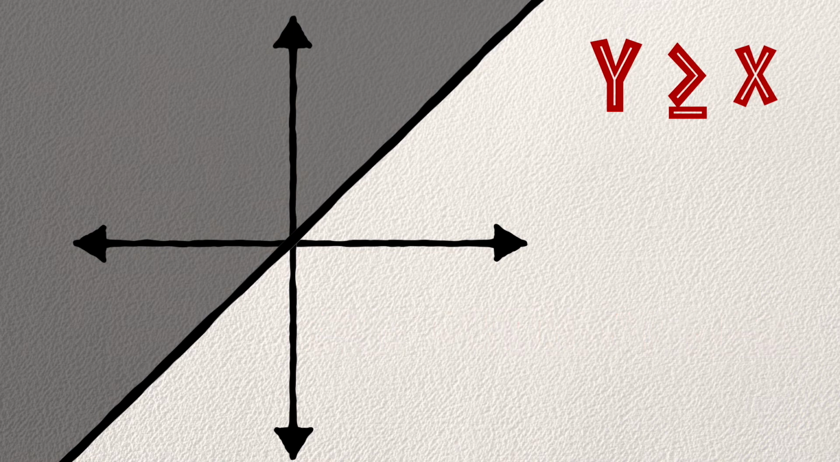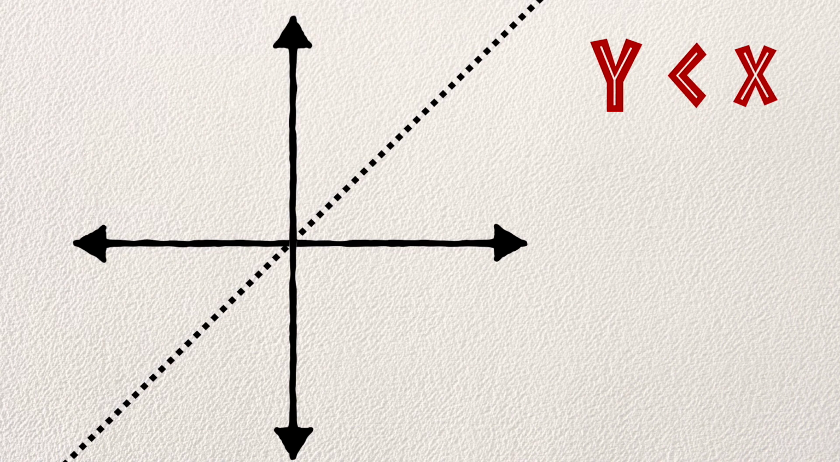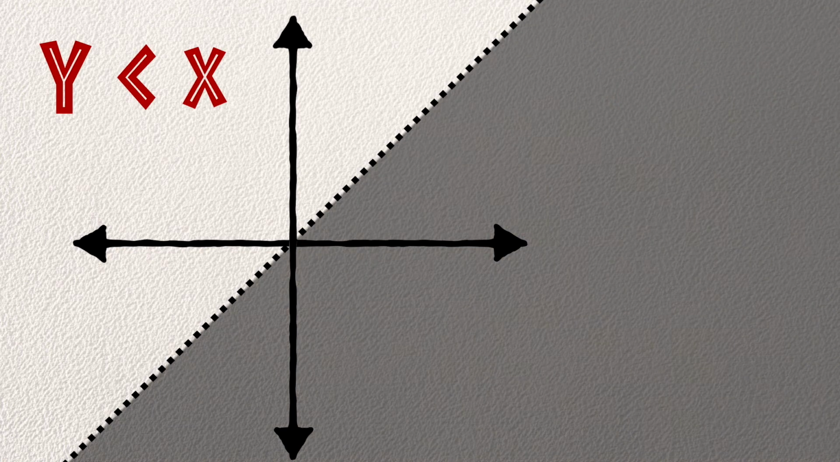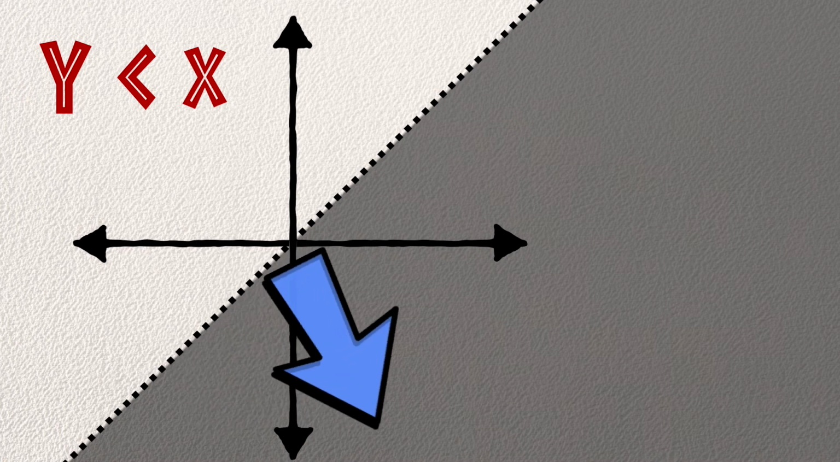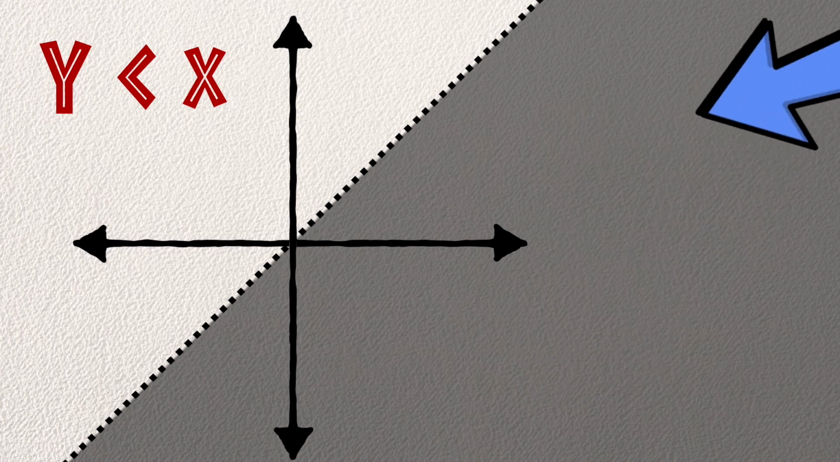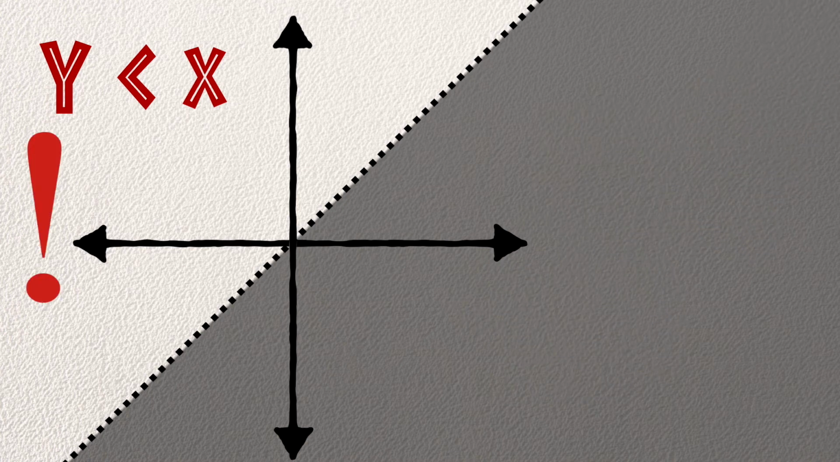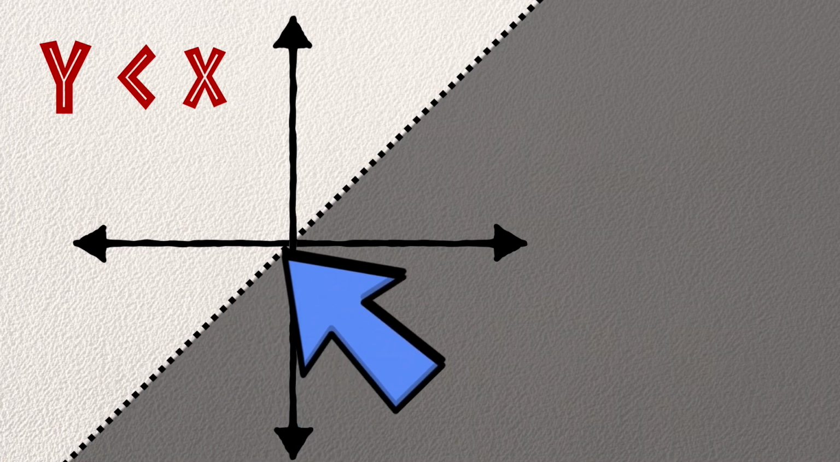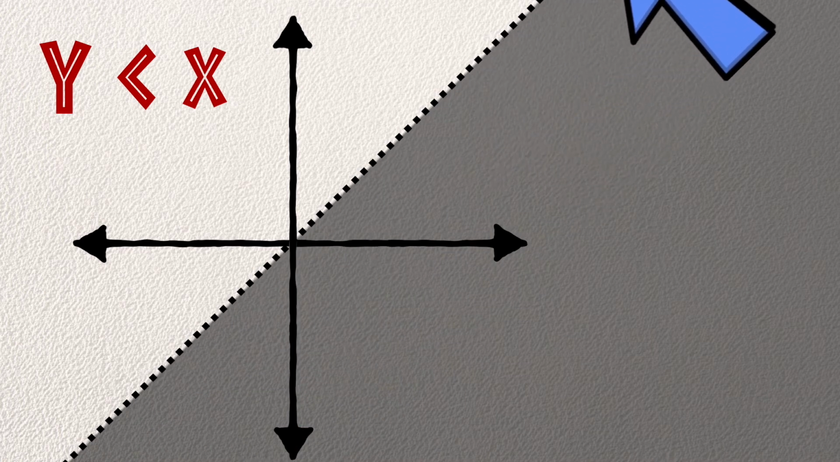Now, how would this change for y is less than x? What would that look like? Well, that would look like this. So, in this case, y can be any value below this line. It is important to remember that y cannot be any value above or on this line. It has to be below the line.